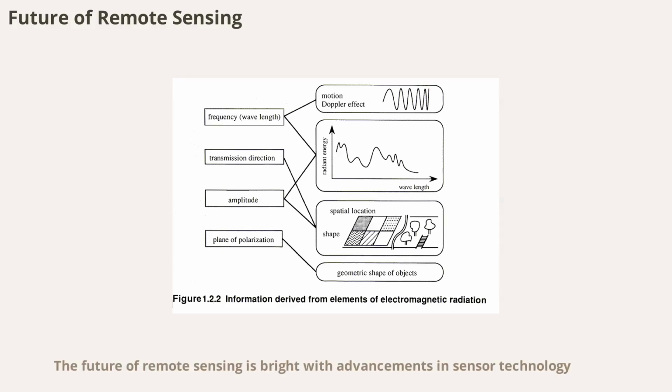The future of remote sensing is bright. With advancements in sensor technology, data processing, and artificial intelligence, new satellites offer higher resolution, more spectral bands, and faster revisit times. Machine learning algorithms are improving the accuracy and efficiency of data analysis. As technology evolves, remote sensing will play an even greater role in addressing global challenges, from climate change to disaster management and sustainable development.